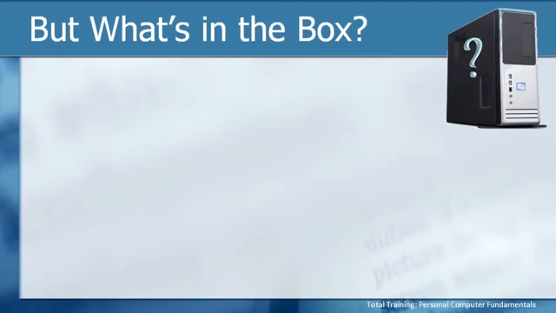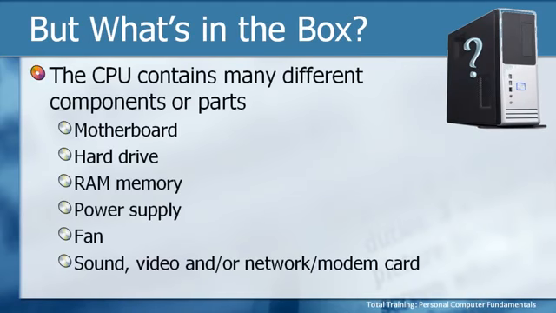So what's actually in the box? Well, actually that's pretty easy. The CPU can contain many different components or parts, but the most important parts we've listed here. A CPU has to contain a motherboard. It should contain a hard drive, something called RAM memory, a power supply, a fan, and it could have things known as sound, video, and network or modem cards.